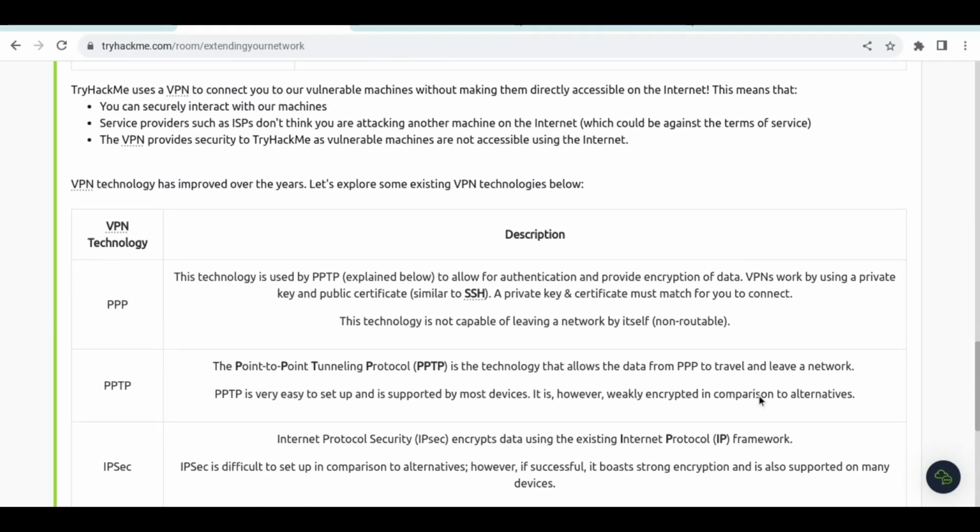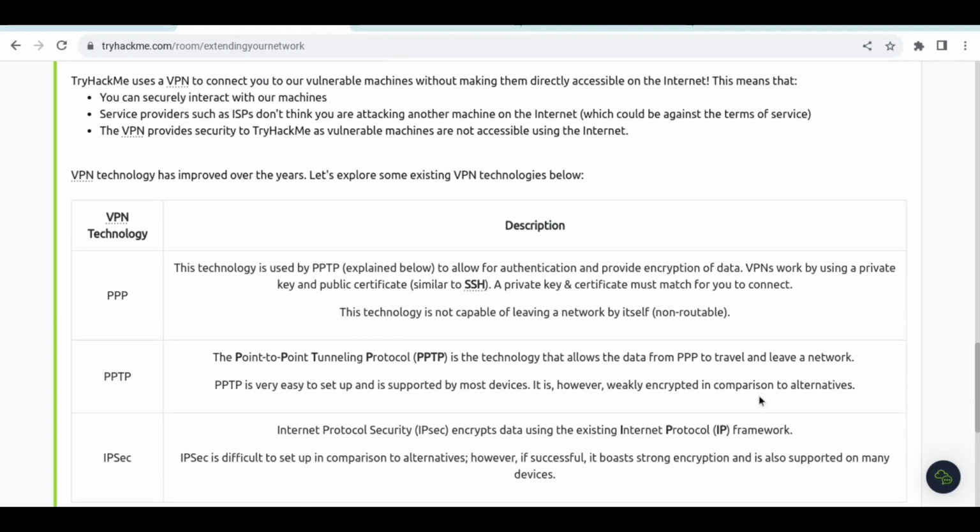TryHackMe uses a VPN to connect you to your vulnerable machine without making them directly accessible on the internet. This means that you can securely interact with our machines. Service providers such as ISPs don't think you are attacking another machine on the internet, which could be against the terms of service. The VPN provides security to TryHackMe as vulnerable machines are not accessible using the internet.